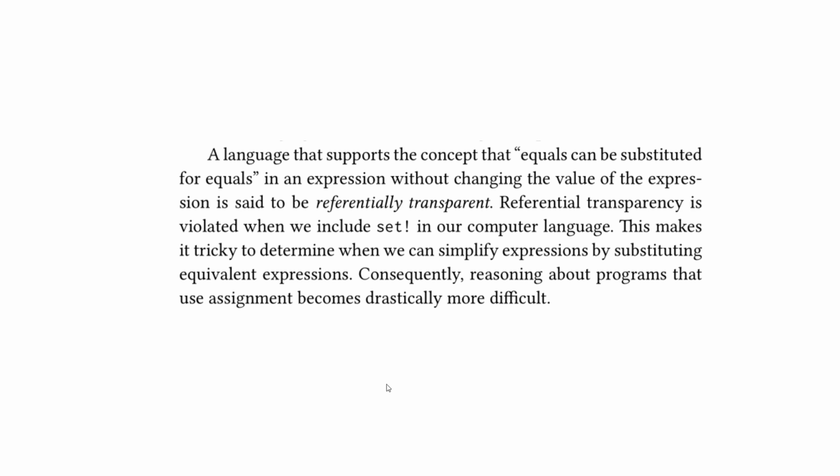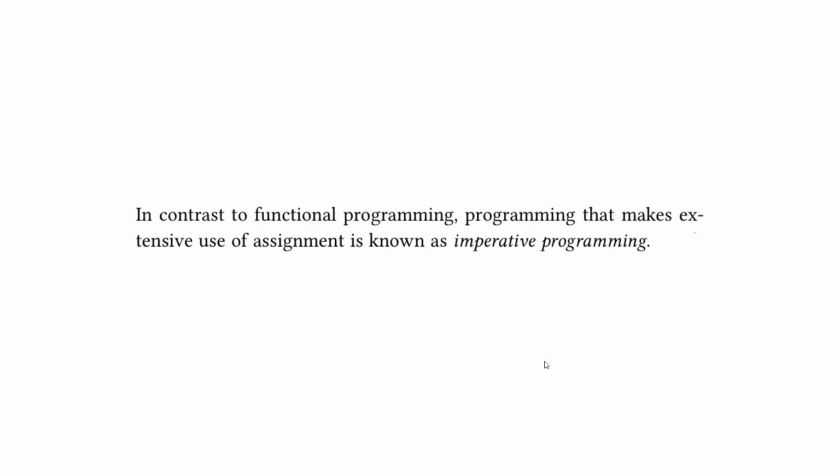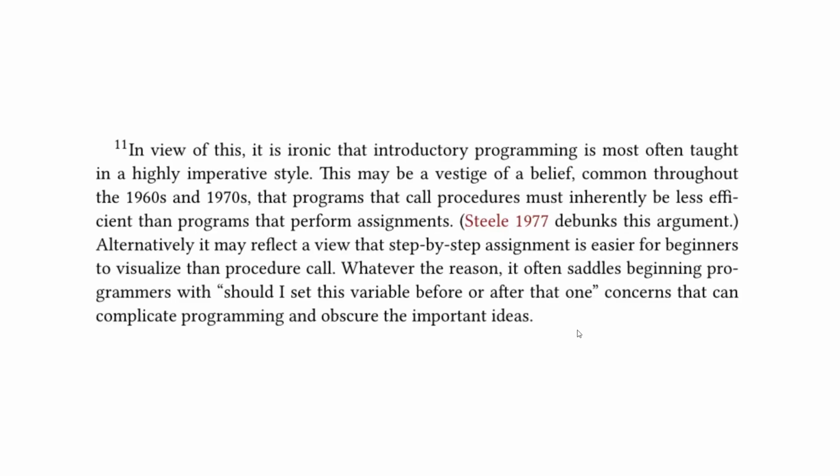So the authors are pointing out that in our functional programming model, it's much easier to reason about what our programs are doing, because we can be certain of substituting one expression for another. We don't need to worry about local state or the environment model. We know the result of inputting X into a procedure will always give us the same result. The text then goes on to state, in contrast to functional programming, programming that makes extensive use of assignment is known as imperative programming. And I believe the next slide is a footnote.